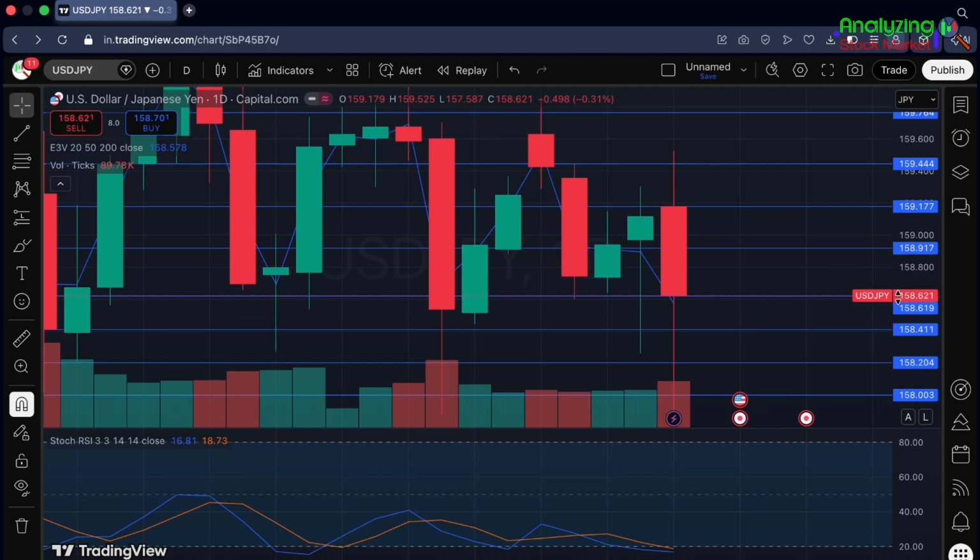Remember, here the closing is above direct support. So if we see a big gap down opening, then we can expect a sharp fall till this level, and even till this level as well.